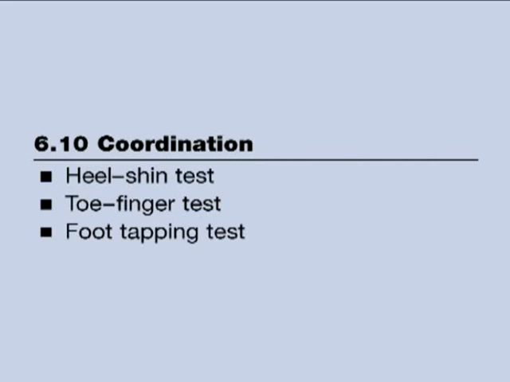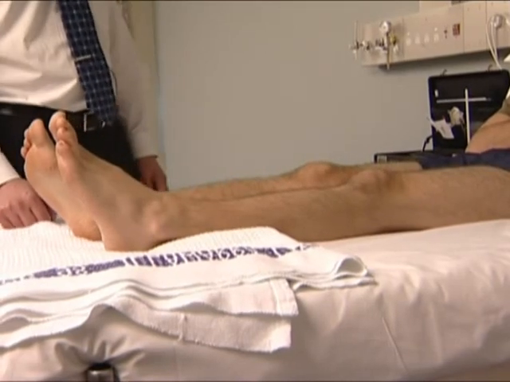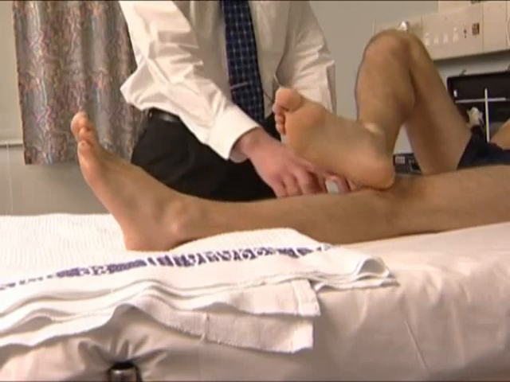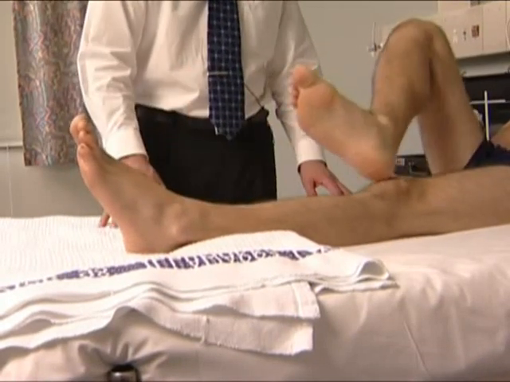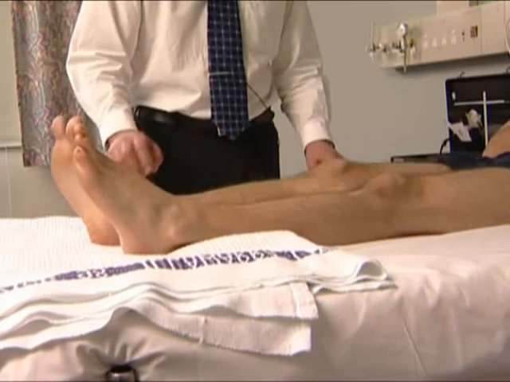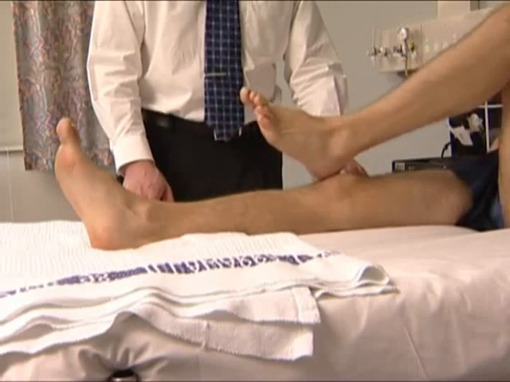Coordination is tested next. Start with the heel-shin test. What I'd like you to do is put this heel on that knee. And now go up and down the crest of your shin. All right, thank you. In patients with cerebellar disease, the heel wobbles and oscillates from side to side.